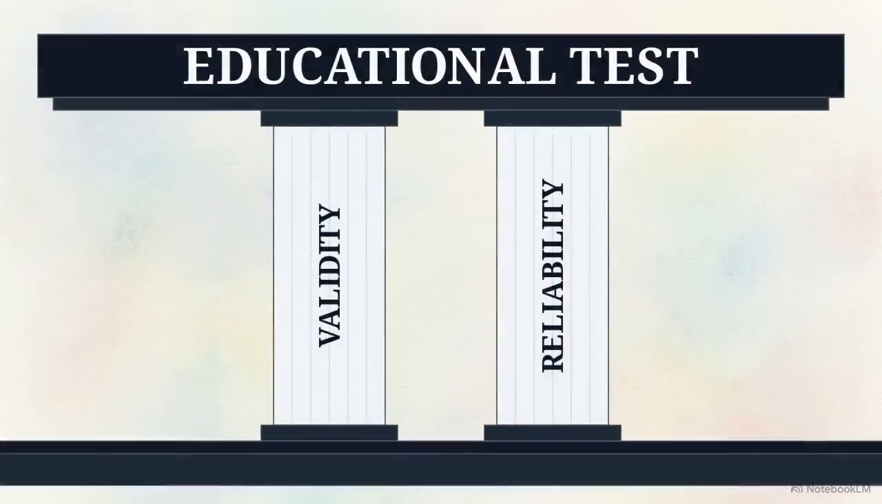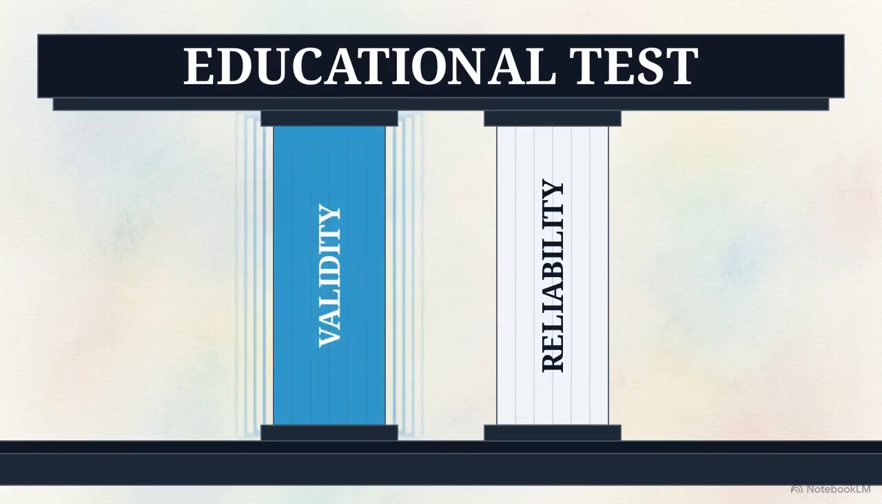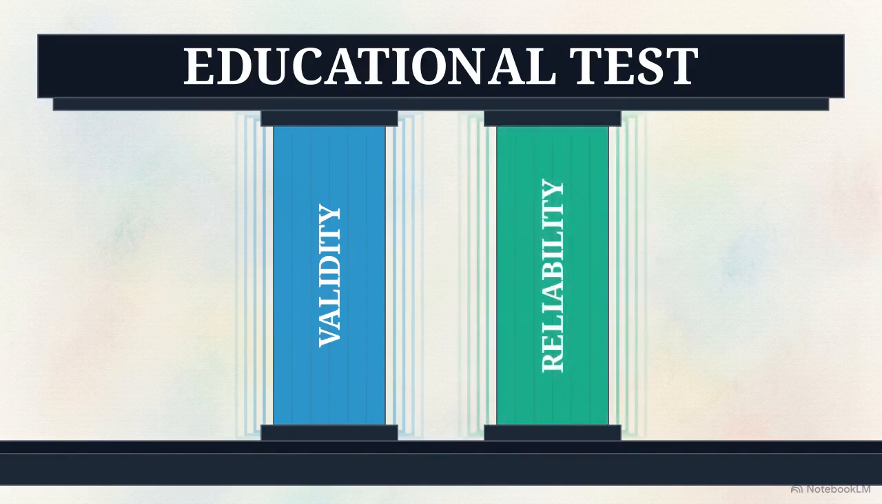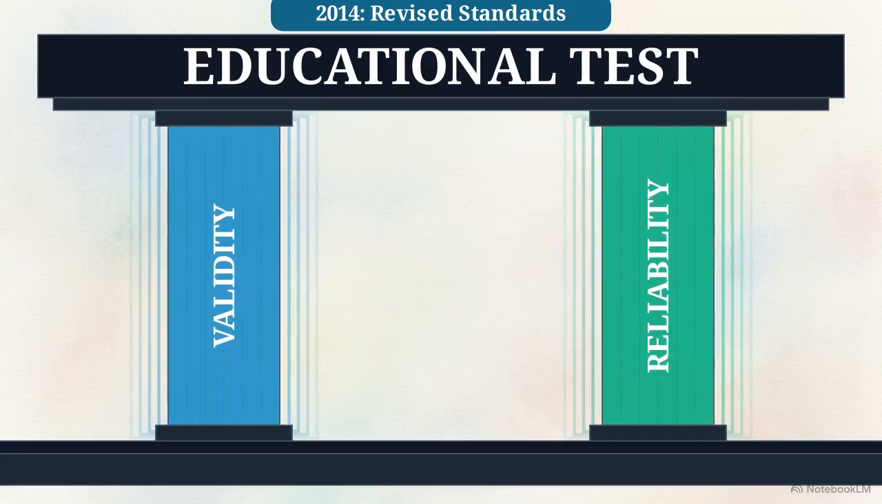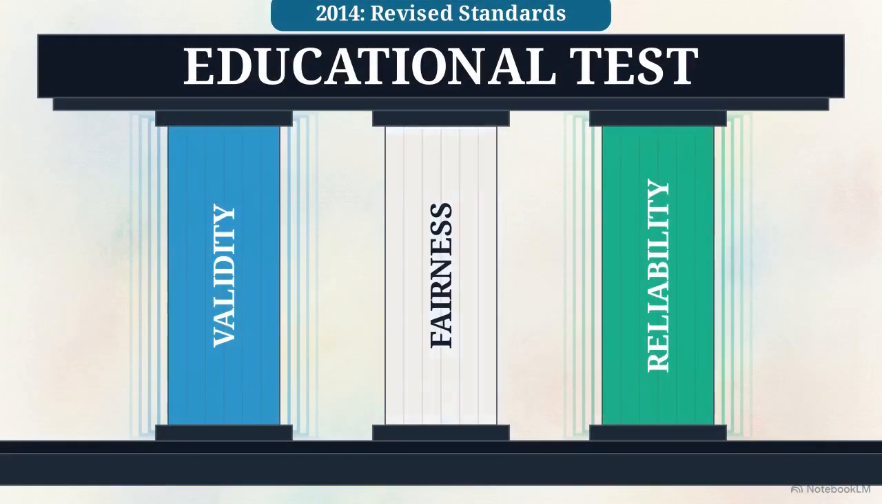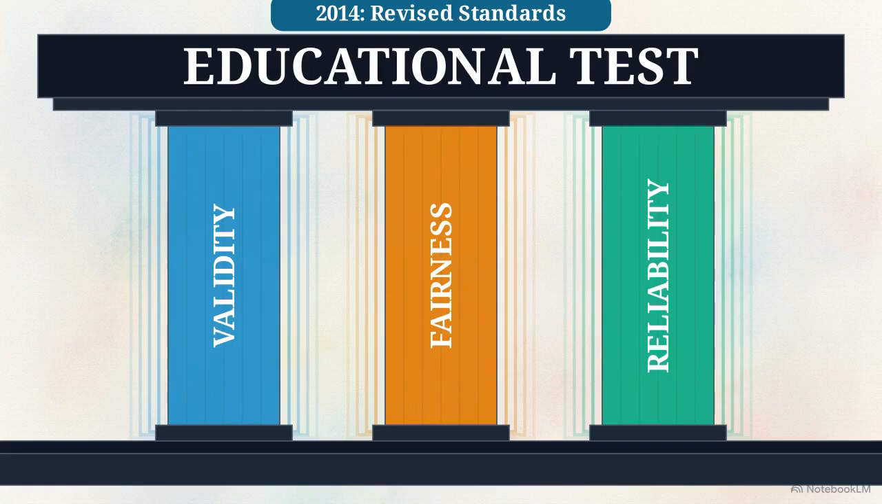For over a century, the strength of an assessment rested on two psychometric pillars. First, validity, the accuracy of score-based interpretations. Second, reliability, the measurement's consistency. But in 2014, a revised standard formally elevated a third metric to that same tier of importance: fairness.